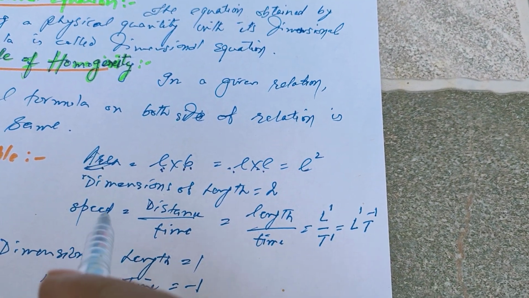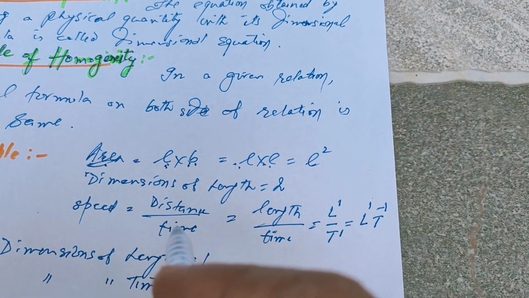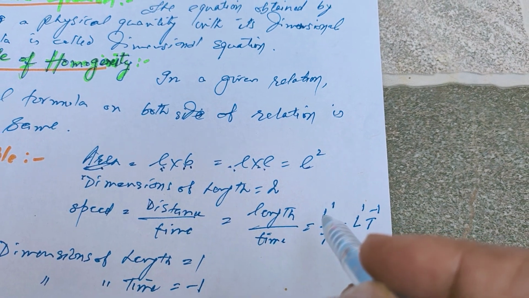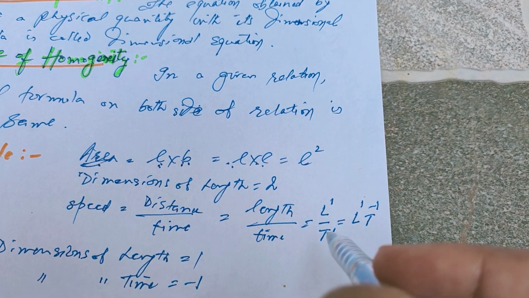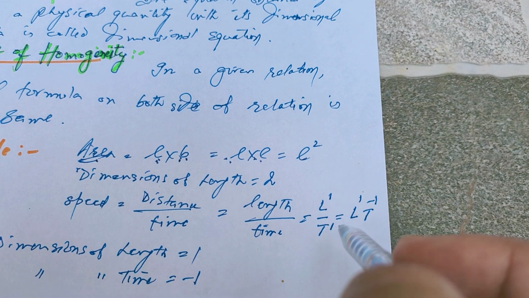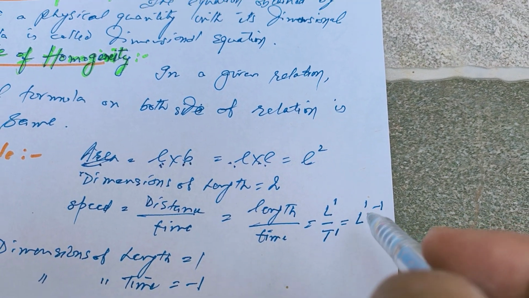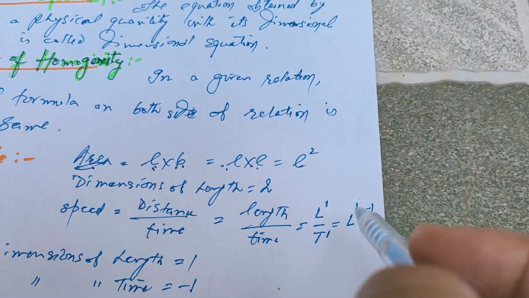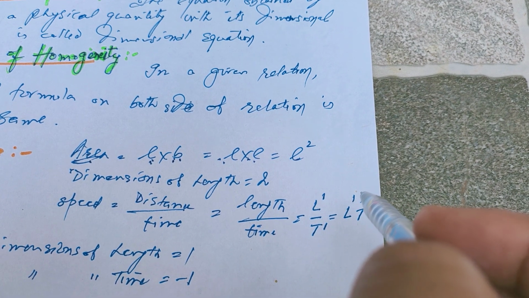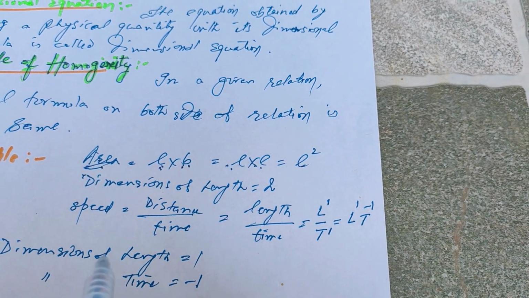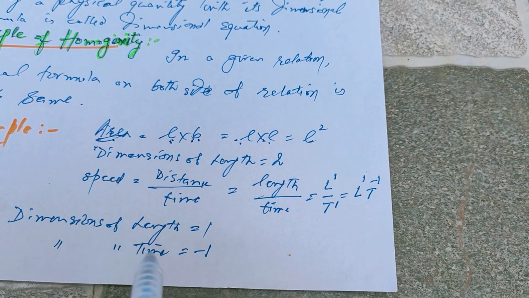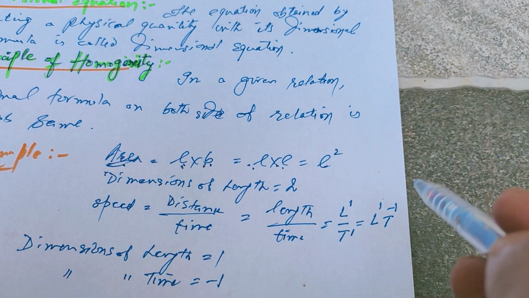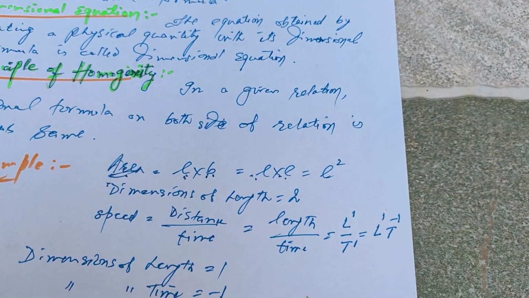You can take one more example, speed. It is given by distance over time, and distance is also a length, so I can write length over time. Length power 1, time power minus 1. So what is the power of length? It is 1. What is the power of time? It is minus 1. So dimensions are 1 and minus 1. The dimension of length is 1 and the dimension of time is minus 1 for the physical quantity speed. So these powers are called dimensions.